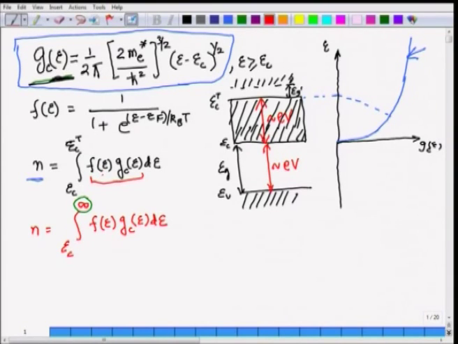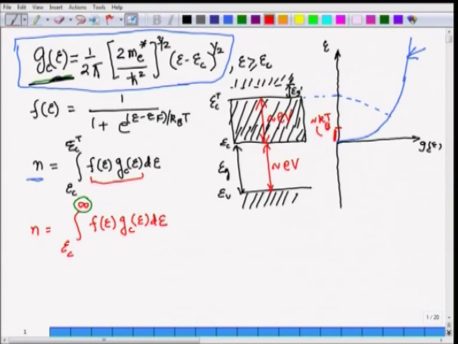For the same reason, whether I integrate from EC to E top or from EC to infinity, it matters none, because after EC, up to only a few kT of energy, is all I need to integrate. This product FeGc will have some finite value only within a few kBT at the most. Since this is in electron volts, kT at room temperature is 25 milli-electron volts.